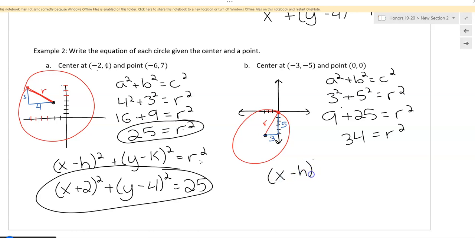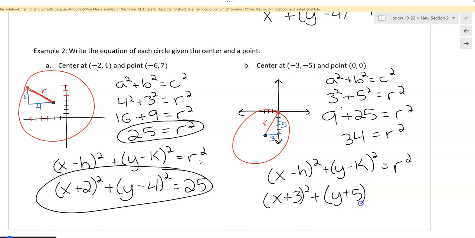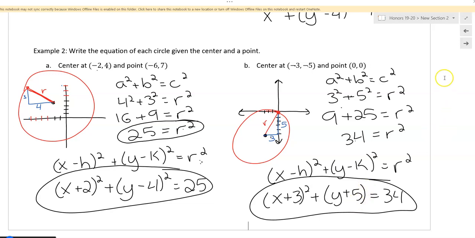X minus h squared plus y minus k squared equals r squared. So the -3 changes to a +3. The -5 changes to a +5. And r squared is just 34. Easy enough. All right, let's go ahead and turn the page.